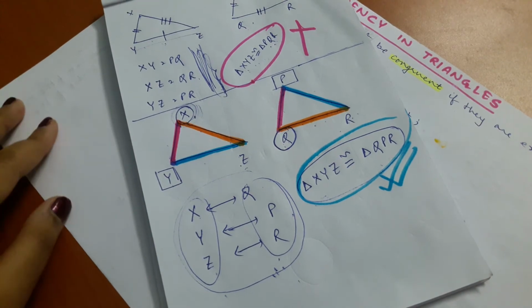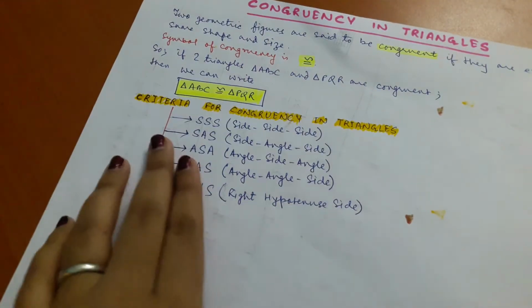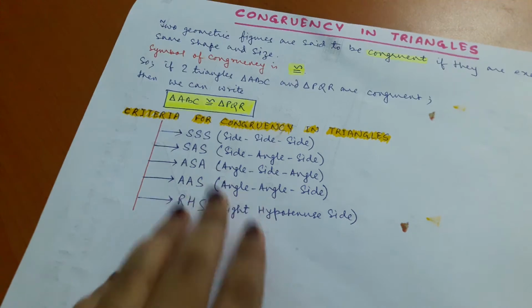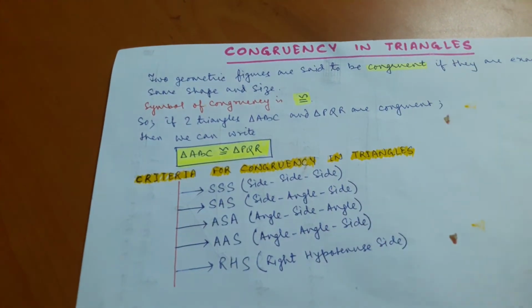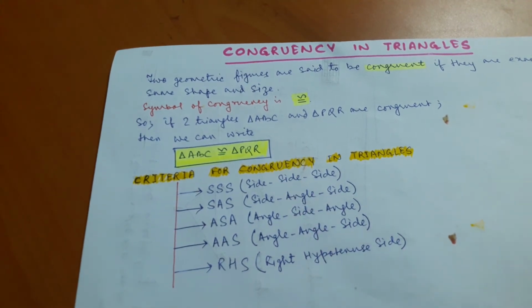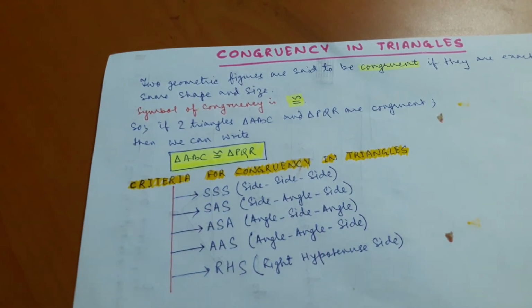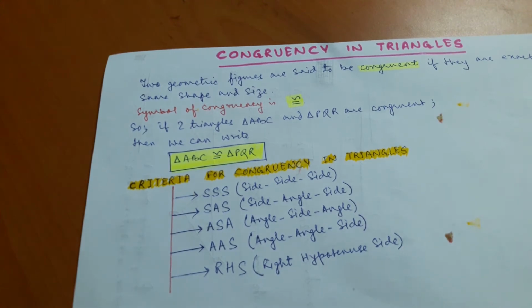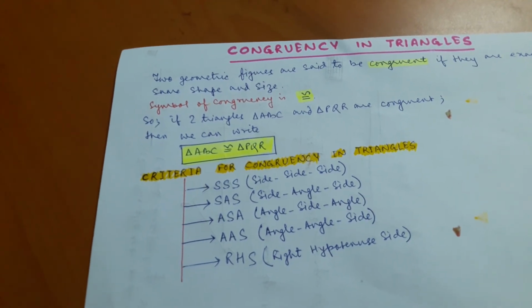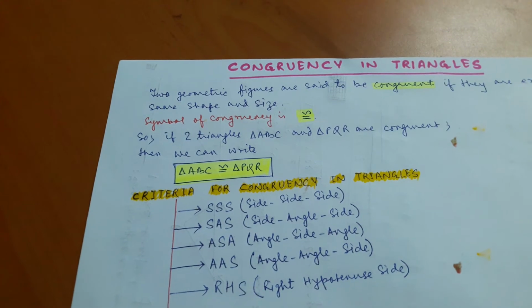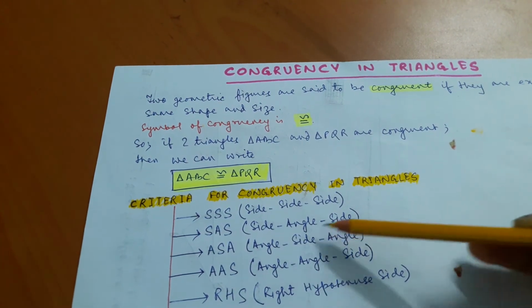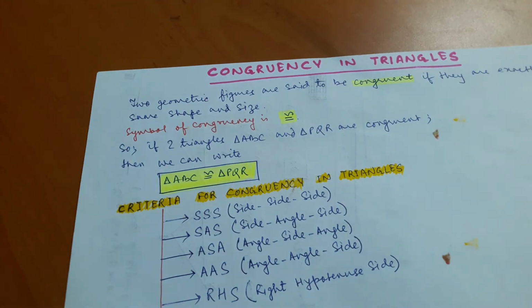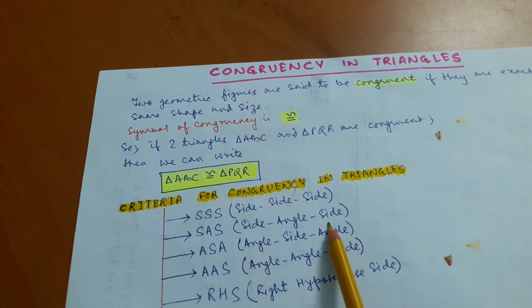So this was basically our SSS congruency. If three corresponding sides are equal for two triangles, then the two triangles are congruent. And here we have to make sure of the order. We have to maintain the order for writing the congruency. So our next criteria is SAS, that means side angle side. Now what can you infer from this SAS, side angle side?